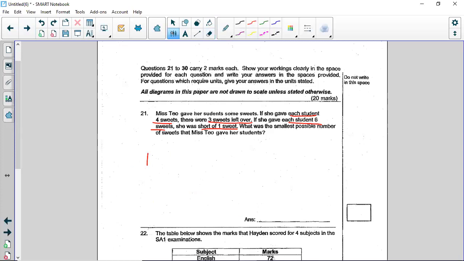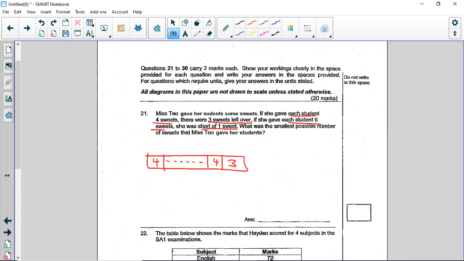So you draw a rectangle. Okay, this rectangle represents the sweets that Miss Teo have. And if she gives each student 4 sweets, everybody gets 4. So you cut your model like this, right? And we don't know how many students are there. There will be 3 sweets left over. So that's the excess. Okay, excess. And this is also called average model because everybody all get the same. So that's also average model.